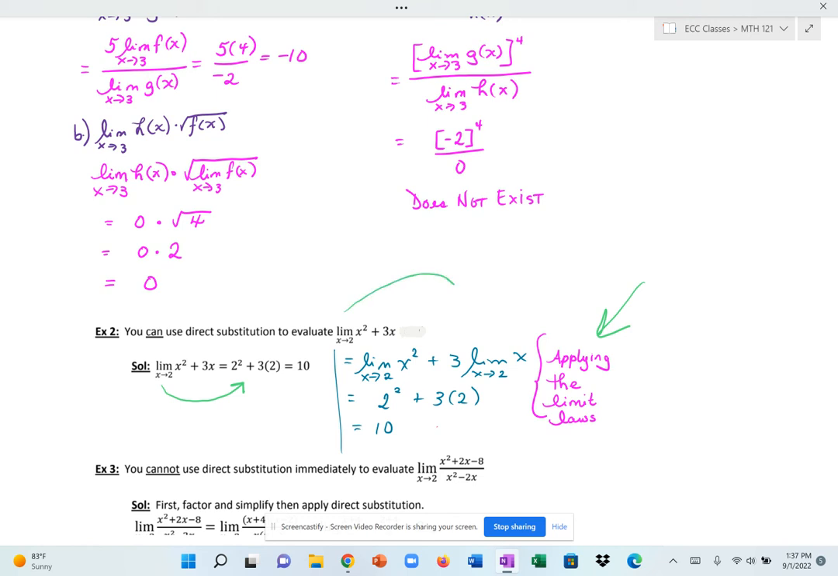So here I applied the first law, which is regarding the sum. So the limit of a sum is equal to the sum of the limits. And I also applied the one regarding coefficients by factoring out the 3, putting it in front of the limit. Then, again, by direct substitution, plug in the 2, you'll get 2 squared and 3 times 2, which gives me the same result. My limit value for this function is 10.